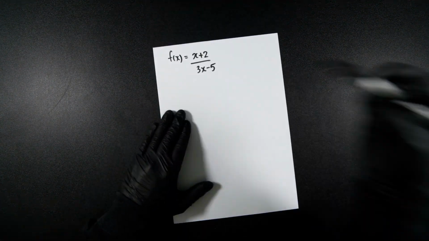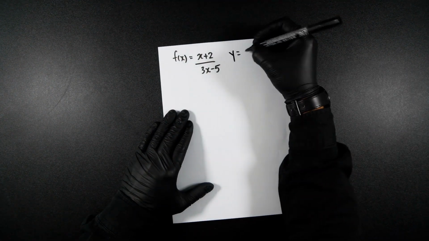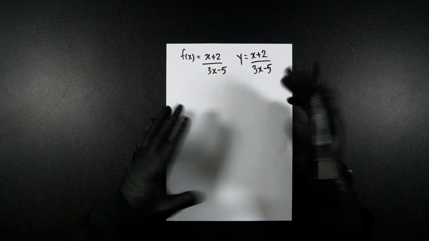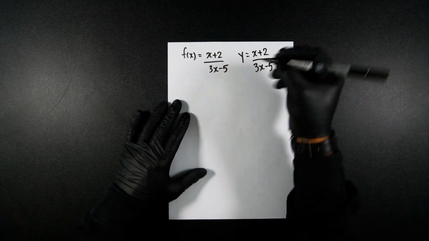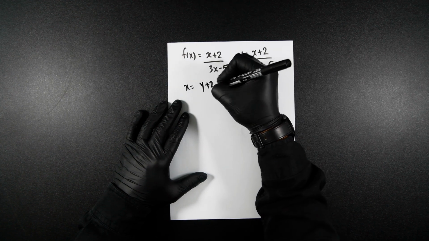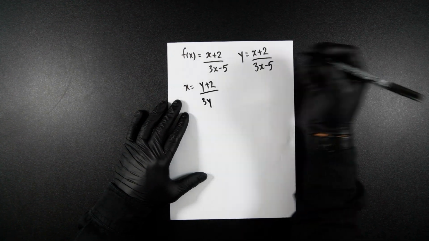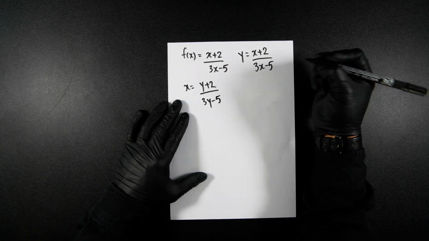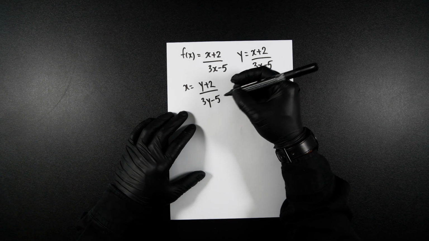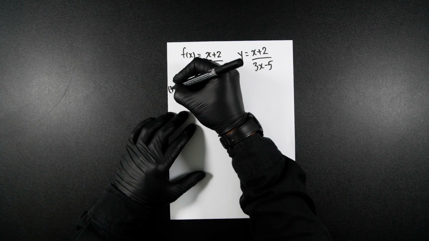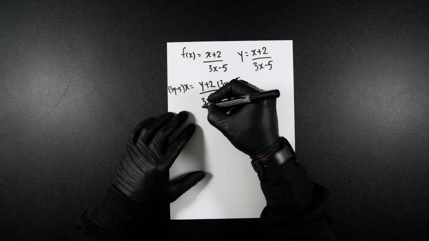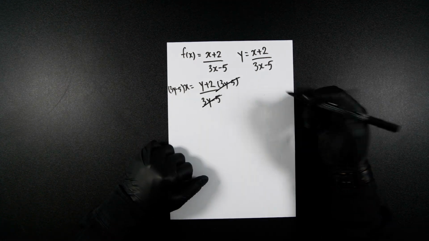Let's do it again. So let's make this y equals x plus 2 over 3x minus 5. First step, let's swap it all around. So this would become x equals y plus 2 over 3y minus 5. We now can rearrange. So let's multiply both sides by 3y minus 5. If we multiply both sides, we've eliminated the denominator on the right hand side.